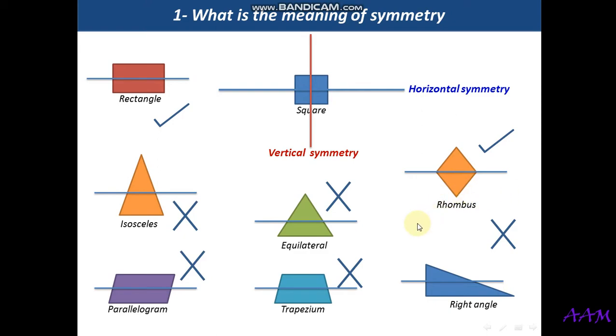Now let us check the vertical symmetry. Okay, we cut them now vertically. When we cut them vertically, does the left side look like the right side? Yes, again, so there's a vertical symmetry also for the rectangle.